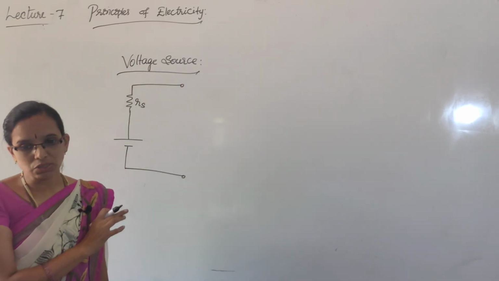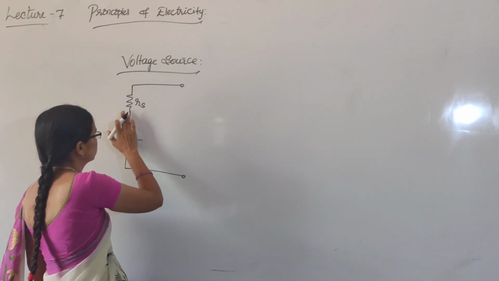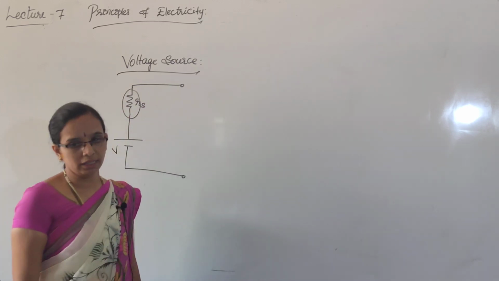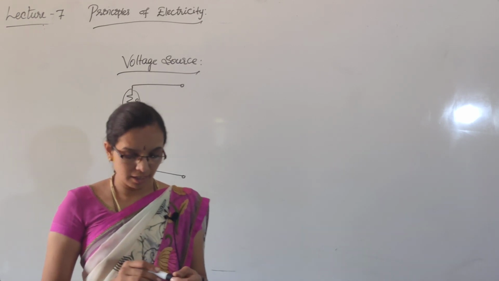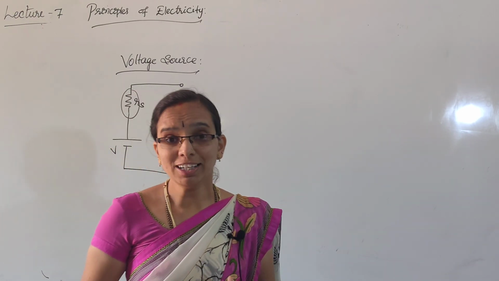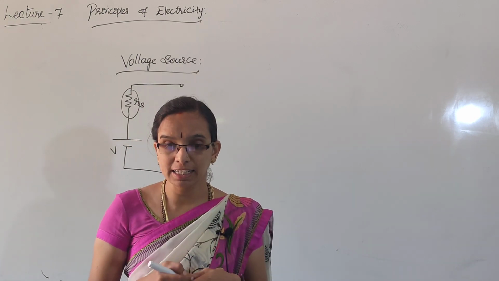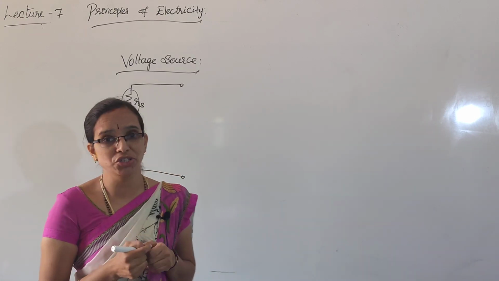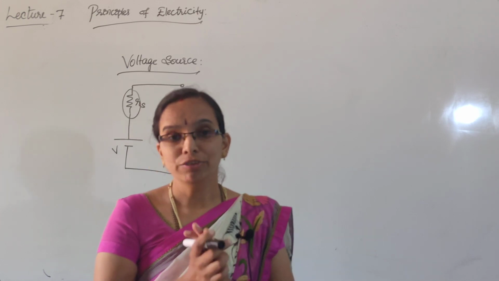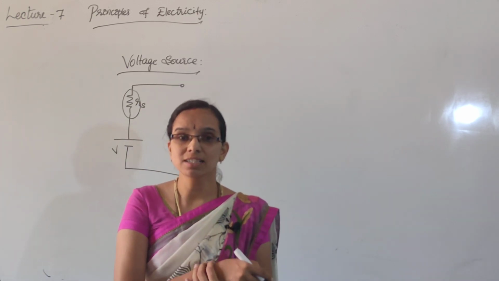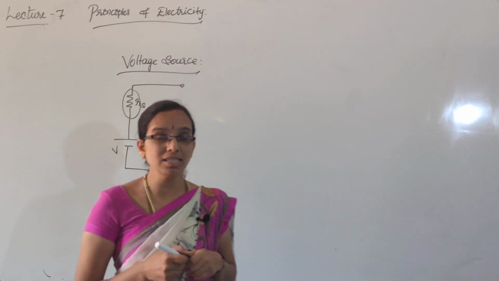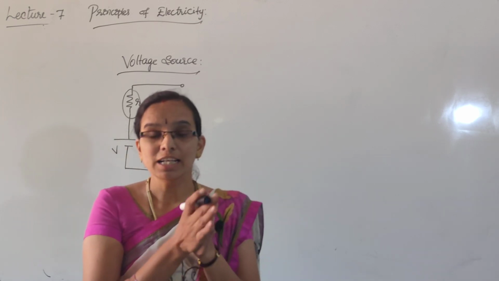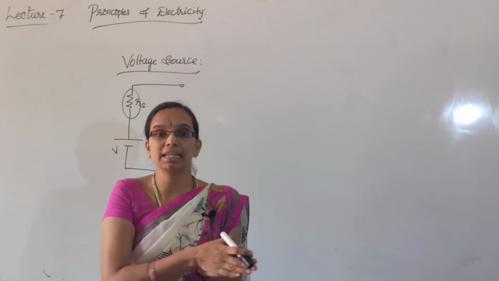This is the symbol of a DC voltage source. See, in the cell, while it is supplying electrical energy, there is an opposition, an obstruction, to the movement of charges inside the cell. That is the resistance offered by the battery or the cell itself.